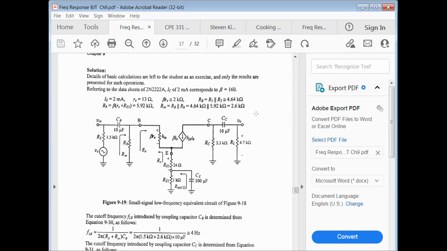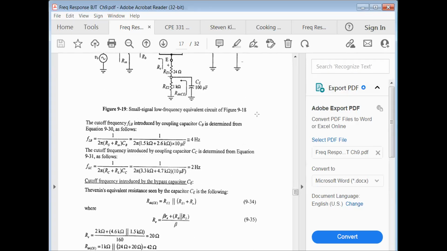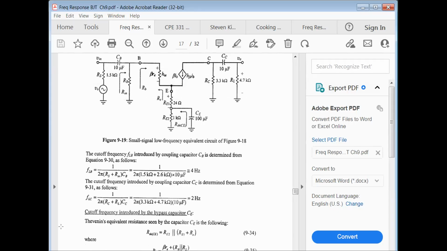And here's our input resistance calculation. So here's our small signal model. Our signal source, source impedance. Here's our RB, which is R1 in parallel with R2, which we calculated, and beta times re. So our small signal model looks like this. So what happens to our f? Our lower cutoff frequency due to C sub B here is given by this equation, RS plus R in, same equation as before. It's about 4 hertz.